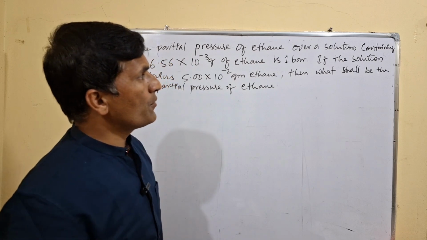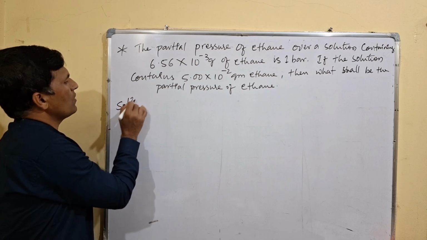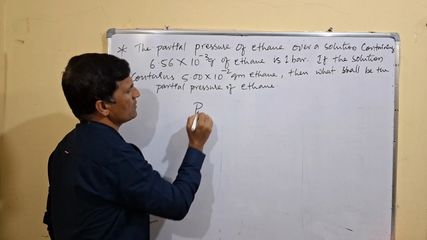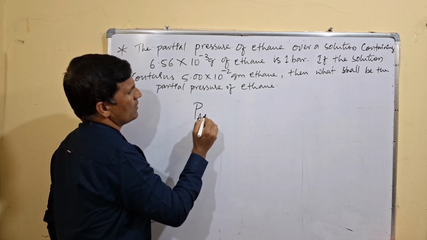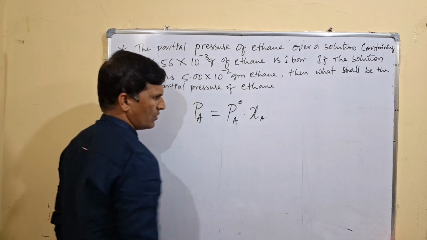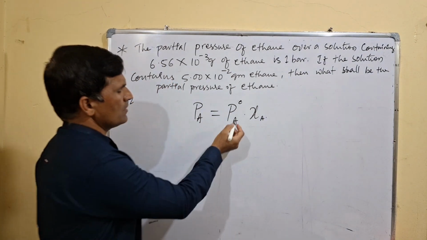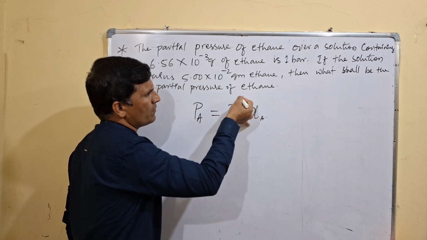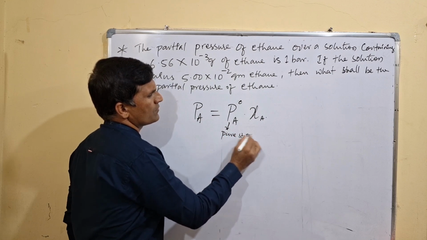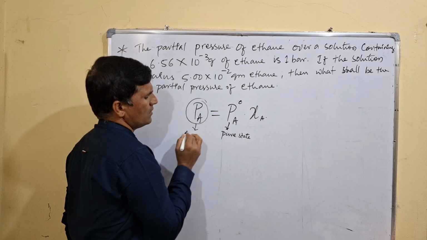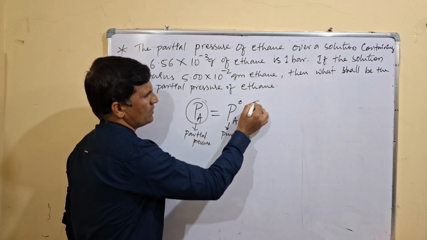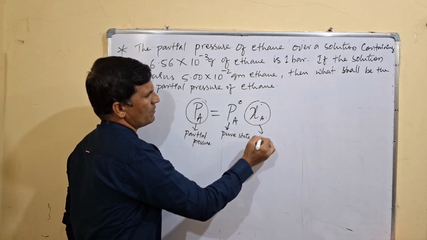Now how do we approach this? We know from Raoult's law, they have given the amount of the substance and the partial pressure. P A is equal to P naught A into X A. We know that one. P naught A is the vapor pressure of the component in the pure state, and P A is the partial pressure. And X A will be the mole fraction.